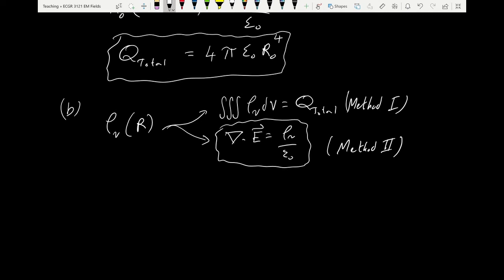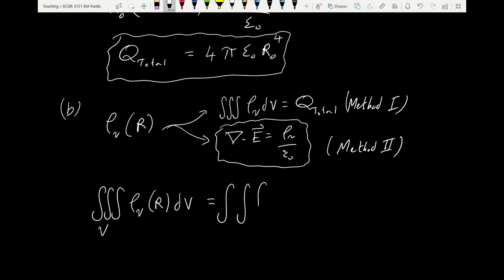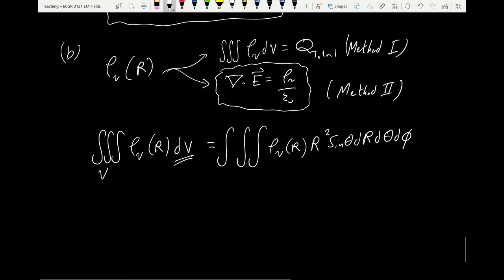Okay, so the assumption is that this is over the whole volume, which is the volume of the sphere, and rho v is a function of r, dv. So I need to separate this. I'm doing spherical coordinates. So this is going to be rho v of r, and then the volume element is going to be r squared sine theta dr d theta d phi. We know that already.